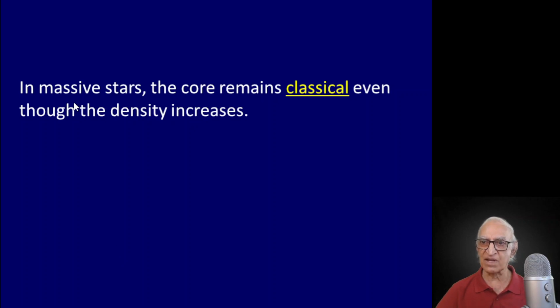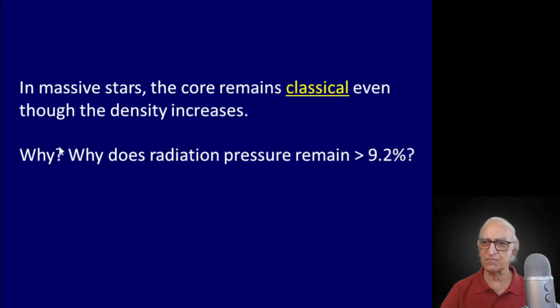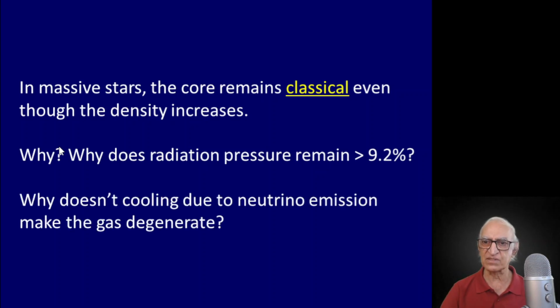So to summarize, in a massive star, the core remains classical even though the density increases. Why? Why does the radiation pressure remain greater than 9.2% of the total pressure? Why doesn't the cooling by neutrinos cool the core, bring down the radiation pressure below this 9.2% and make the gas quantum mechanical? This is what happened to our carbon core. Initially it was classical, then the cooling due to neutrinos made it degenerate.